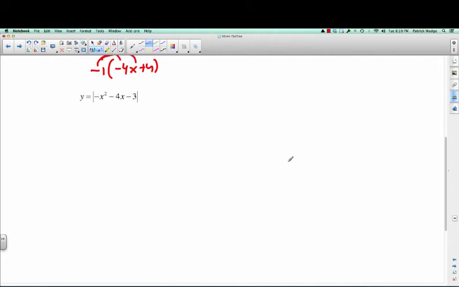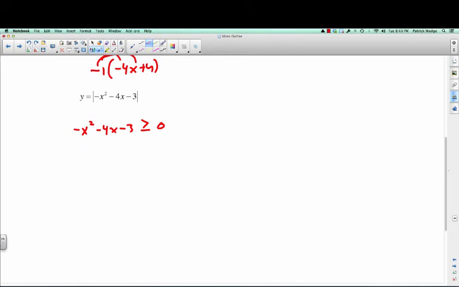Okay, let's do one more. This one's a little more difficult because it has a quadratic in here. So the first thing we're interested in is, when do the absolute value signs do nothing? The absolute value signs do nothing when the part inside the absolute value sign, negative x squared minus 4x minus 3, is greater than 0 or equal to 0, then those will do nothing. So we've got to solve this now.